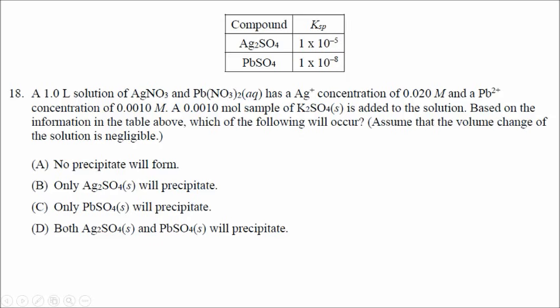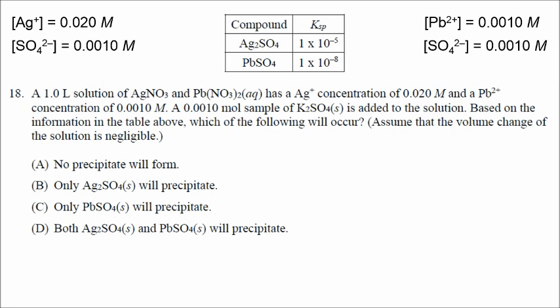All right, number 18. We are given 1 liter of a solution that contains silver nitrate and lead nitrate. The concentration of silver is 0.02 moles per liter. The concentration of lead is 0.001 moles per liter. And to this solution, we're adding a sample of potassium sulfate, which may or may not precipitate either of these salts. So silver sulfate and lead sulfate, we have KSP values given. How much sulfate is added is 0.001, and that's in a 1 liter solution. So we know the concentration of sulfate is 0.001.